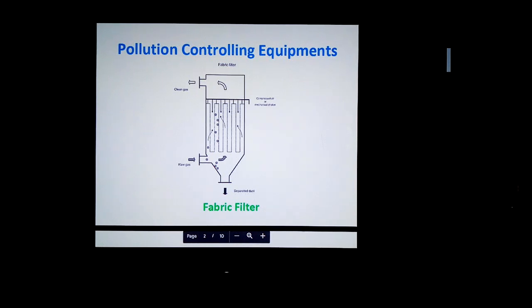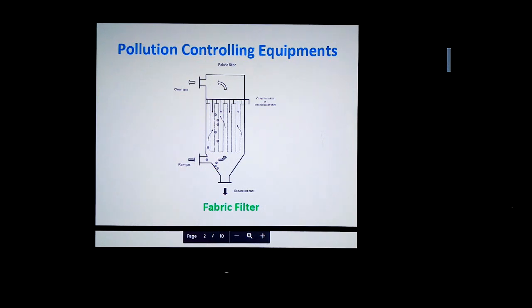Fabric filter consists of a series of cloth bags. You can see a series of cloth bags. Those dotted lines are a series of cloth bags. The polluted air is passed through the series of cloth bags. Raw gas, that is polluted gas. Particulate matter gets trapped and separates out. The clean air comes out. In the diagram you can see that.